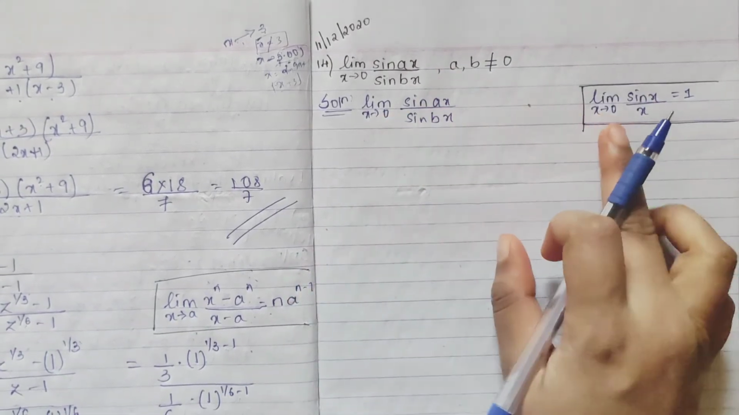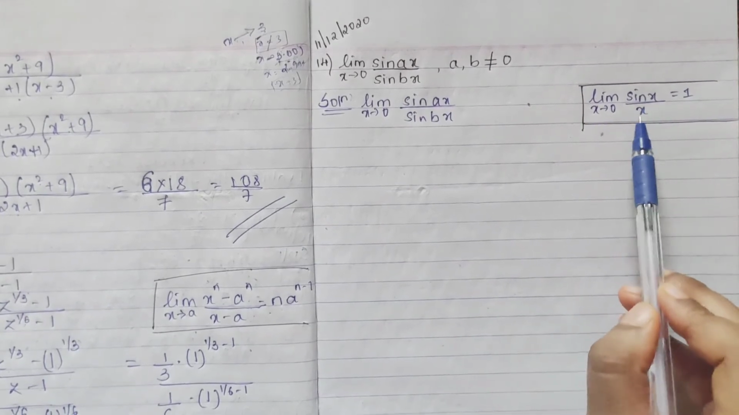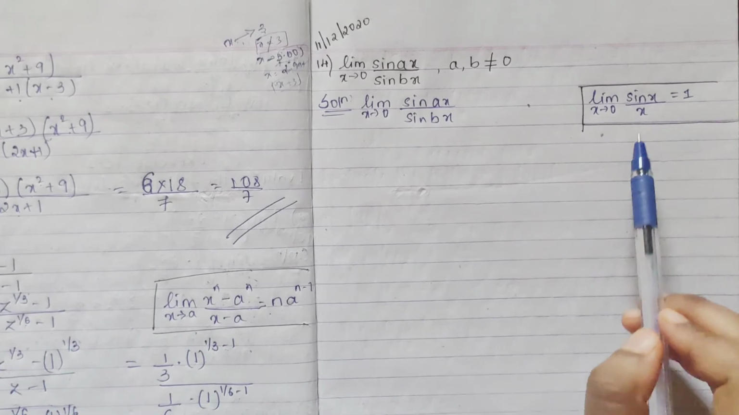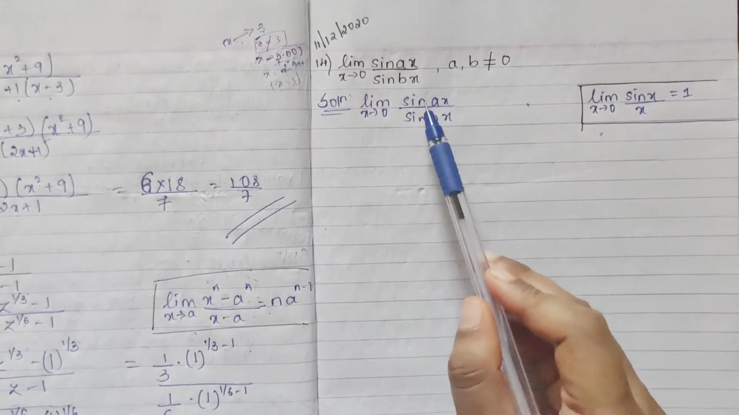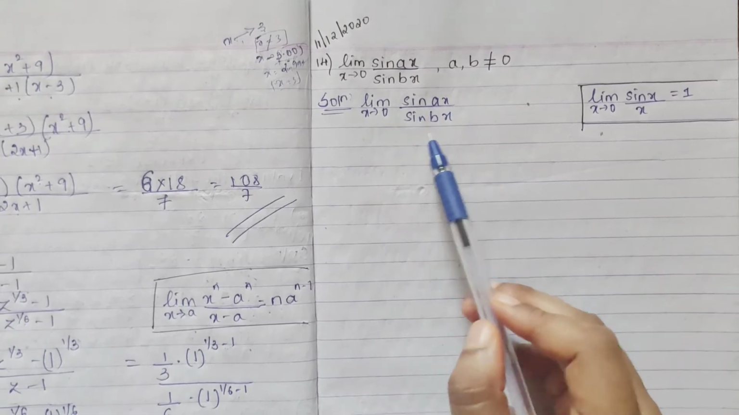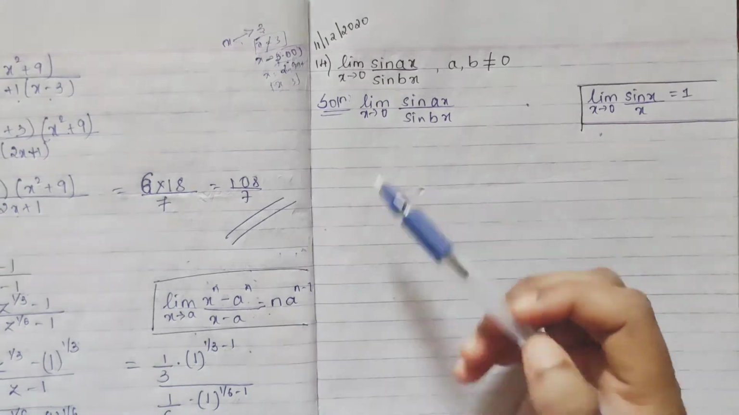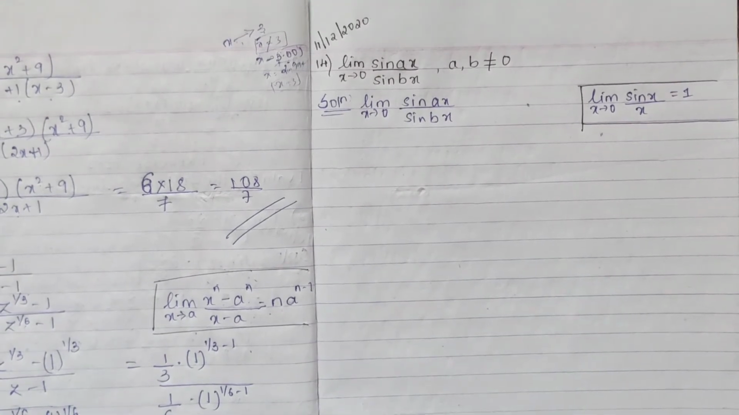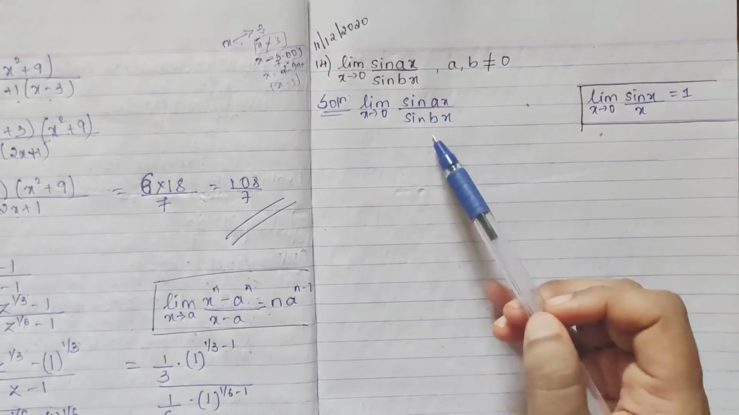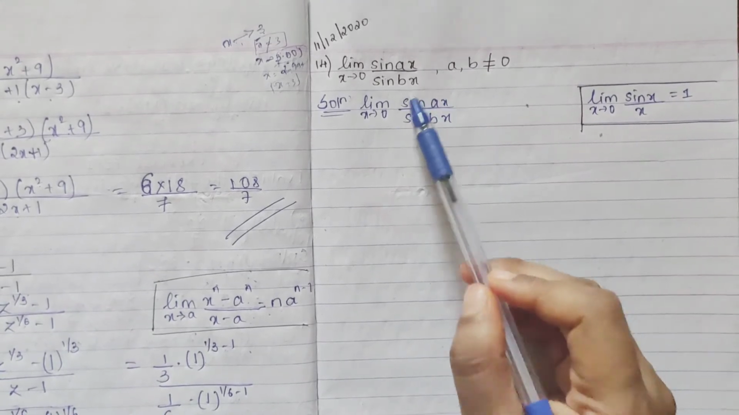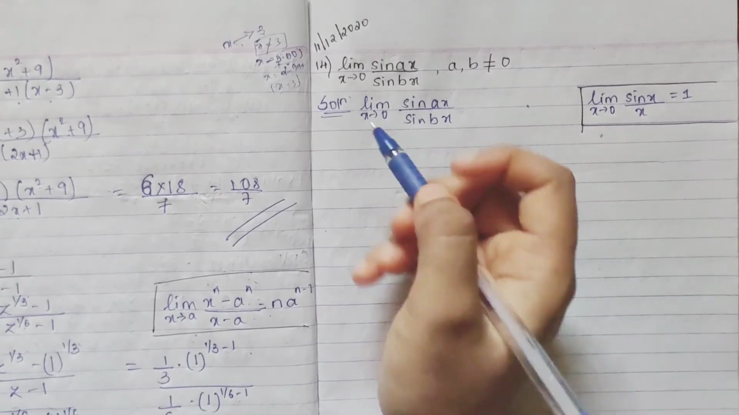To solve this, we know our important theorem, that is: limit sin x divided by x as x tends to 0 is equal to 1. So according to this, the numerator should be sin ax divided by ax and sin bx divided by bx. So we have to get it in that form. We can't just divide both by a, because the numerator has a and the denominator has b. So separately you have to do each term.